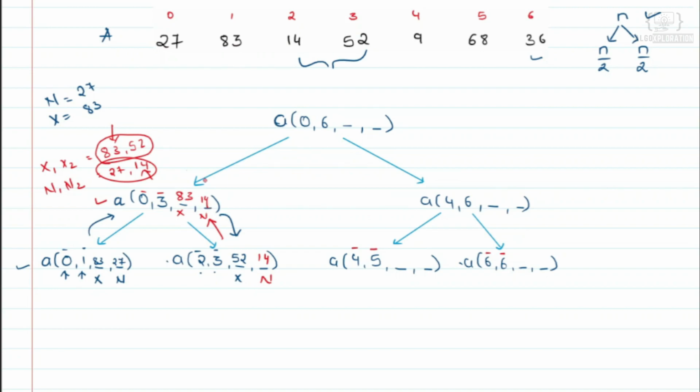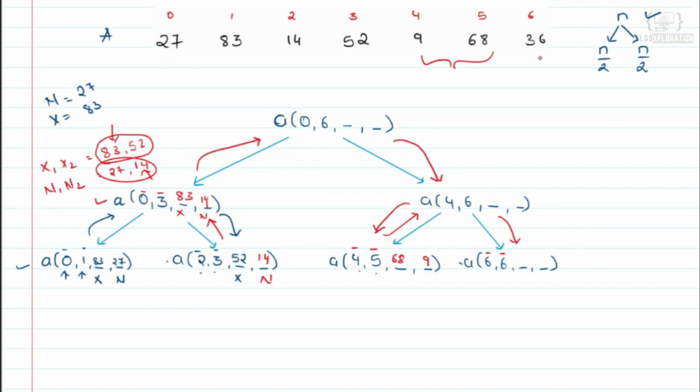Now these values will return to its parent, and now the root will call its right child starting with index 4 and ending with index 6. Now this function will call its left child, index 4 and 5. It is a small problem, so we will compare it. We found out that x is 68 and n is 9, so it will return x and n to its parent, and now this will call its right child.